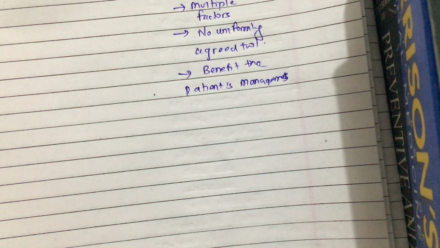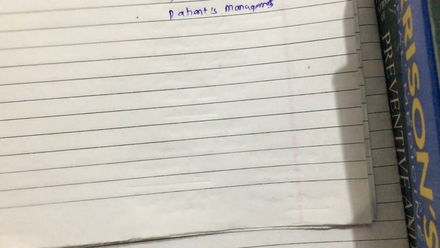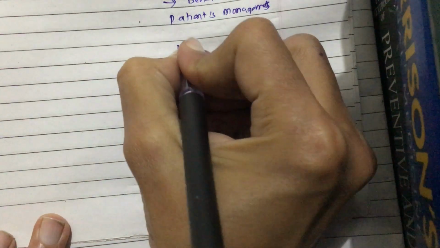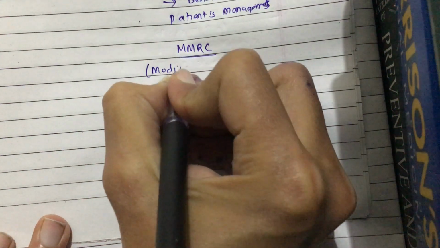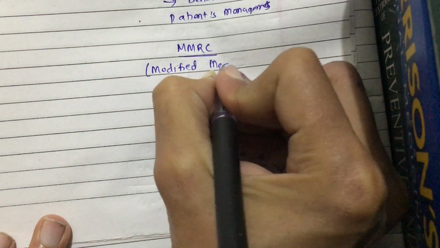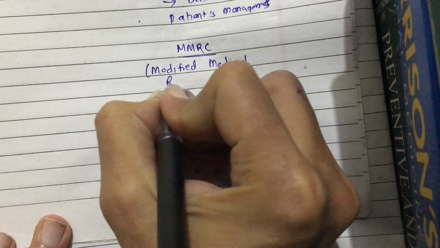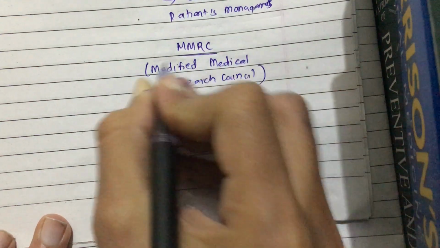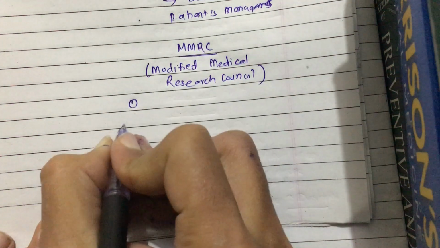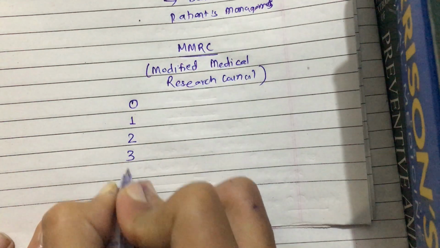So for the respiratory causes of dyspnea, we mostly use MMRC grading. MMRC grading means the Modified Medical Research Council dyspnea scale. And the MMRC grading starts from 0, 1, 2, 3, 4.